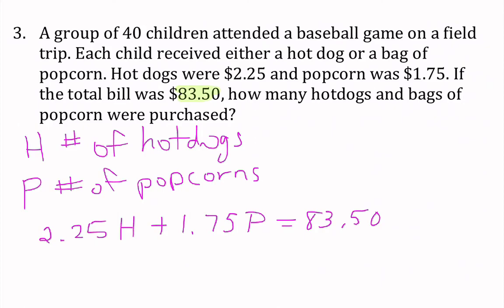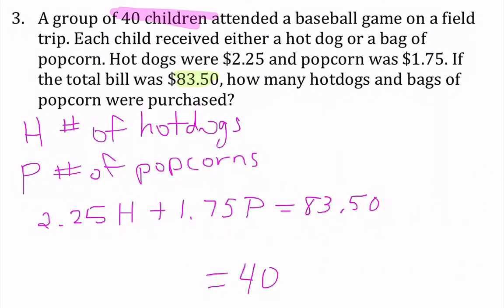Okay, money goes with money, but there's not another total of money on this one, so we have to figure out another total. Well, the other total it tells us is the total number of children who attended. And the reason that's helpful is because I know each child received one food item. So if I have 40 children going, I know I'm buying a total of 40 food items. So I know something's going to be equal to 40. Well, what food items are we buying? I know we are buying hot dogs, so H, the number of hot dogs, plus we are buying popcorns. The number of popcorns will equal a total of 40.